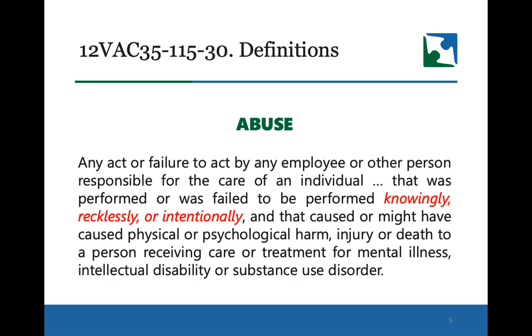So now let's delve into some definitions. The definition of abuse is complex in that two parts must be satisfied in order for abuse to have occurred. In considering whether abuse occurred, perform what we call a two-pronged test. First, determine whether the act or failure to act by the employee was done knowingly, recklessly, or intentionally.